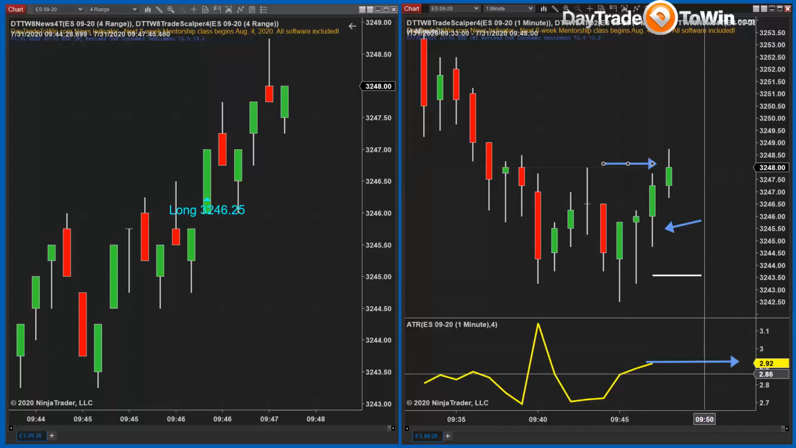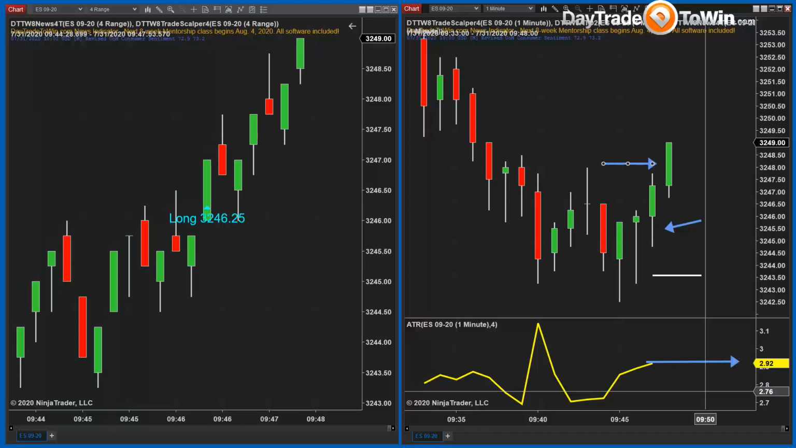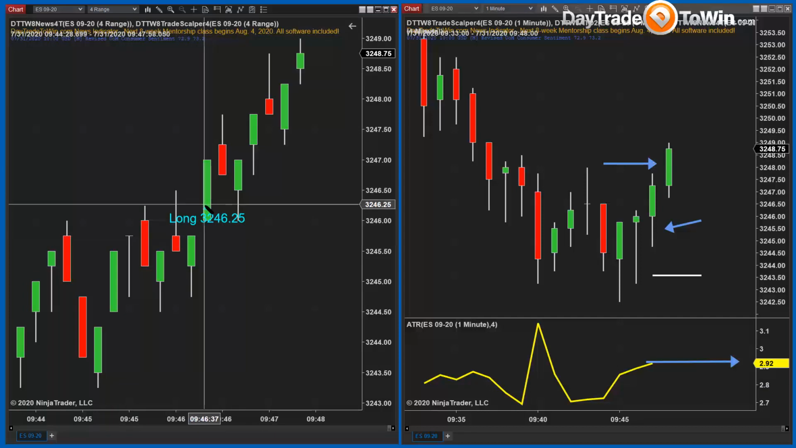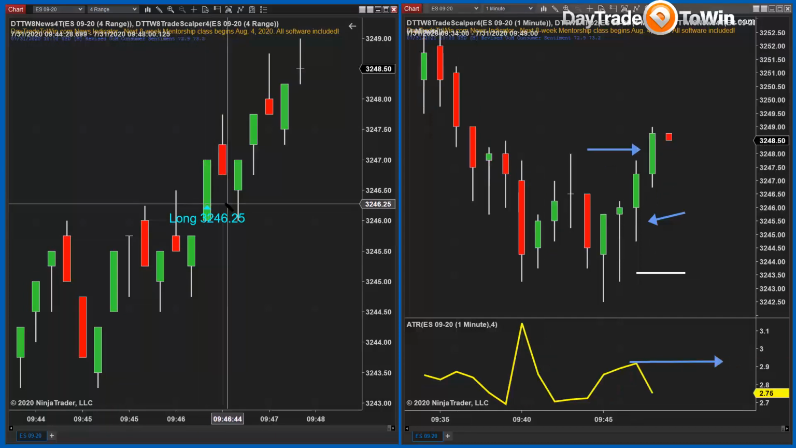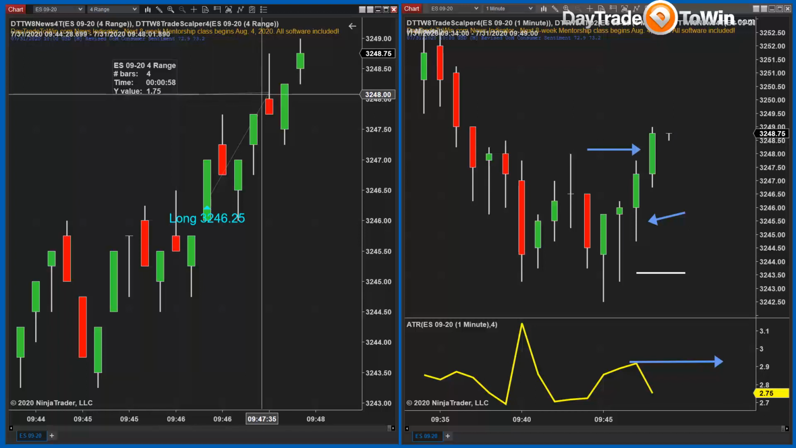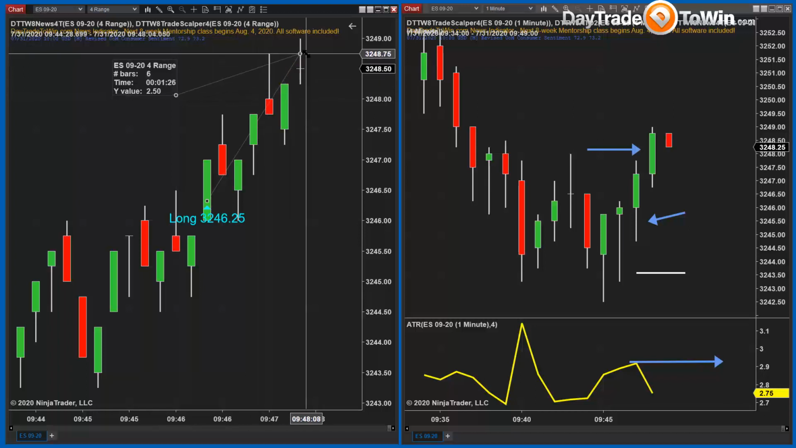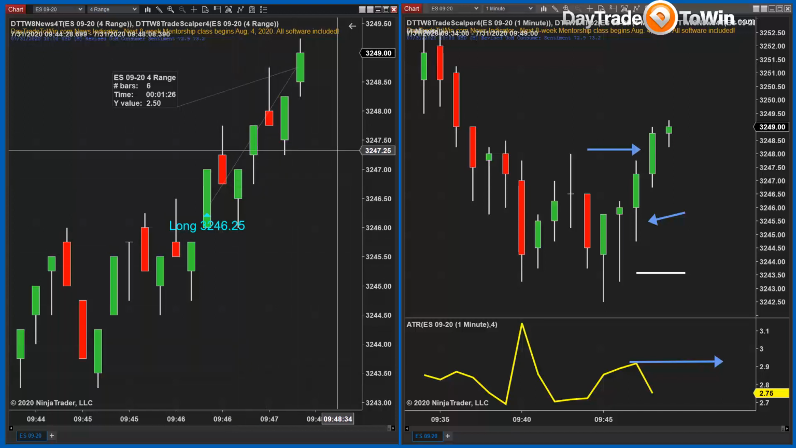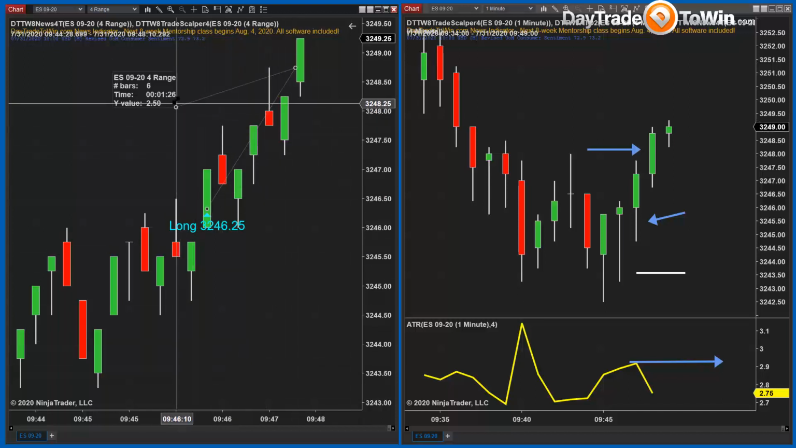And the 2.92, rounding down to 2 3/4 of a point, that could be your target, or a little bit more conservative, let's say a 2.5 point target. So this 32.46 here is the entry. If you look at the distance the market could move, 2.75, 2.5, that's the target.